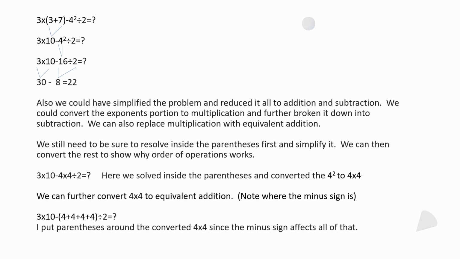All right, so we've handled parentheses, we've handled exponents. What have we got next? We look down our list, we have multiplication, right? Well, let's go left to right. What comes first? In this case, our multiplication comes first. We have 3 times 10, so we bring that down. 3 times 10 is 30. Then we have division, so we would do the division next. 16 divided by 2 is 8. Keep in mind we've got that minus sign in there, so we're going to be subtracting that 8 now. So we have 30 minus 8 equals 22.